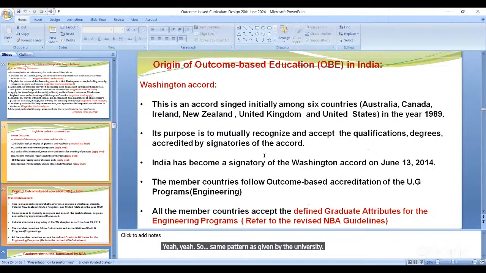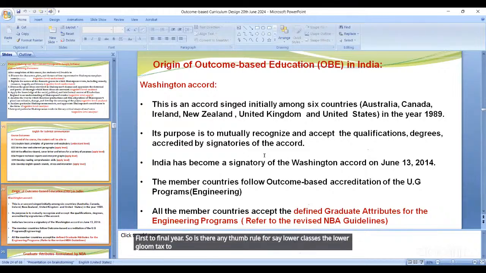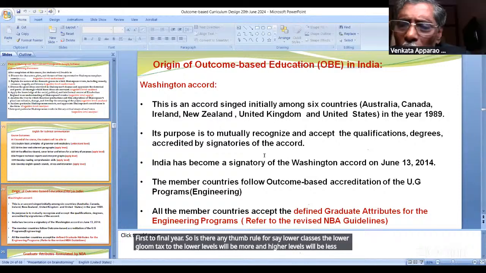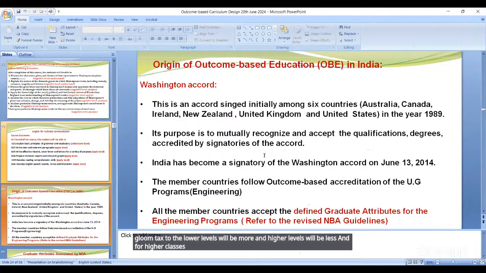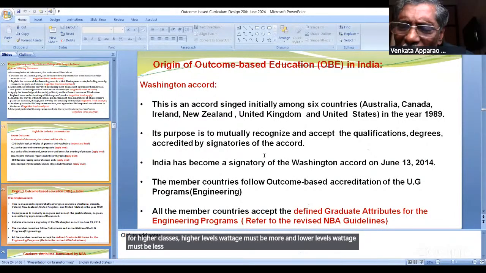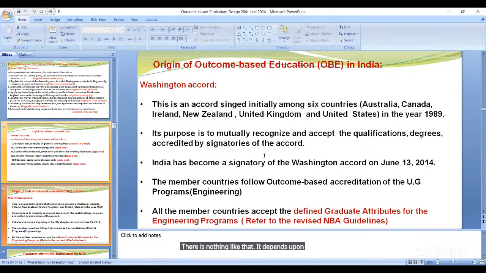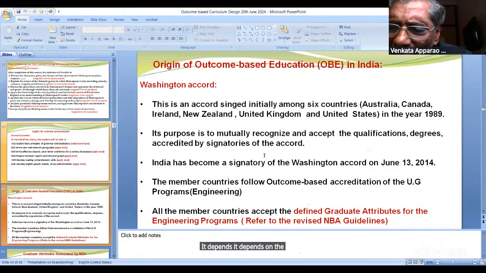Okay. My second question is that in our UG program, first to final year, is there any thumb rule for, say, lower classes, the weightage to the lower Bloom's levels will be more and higher levels will be less? And for higher classes, higher levels weightage must be more and lower levels weightage must be less, like that? There is nothing like that. It depends upon the course outcomes, exclusively on course outcomes.